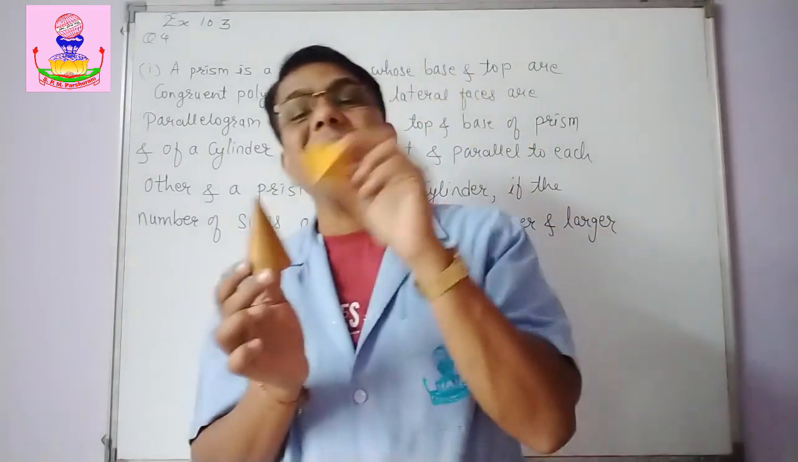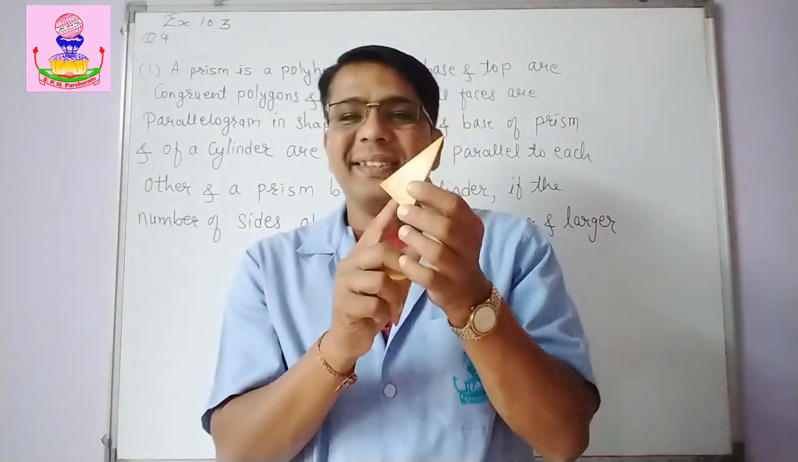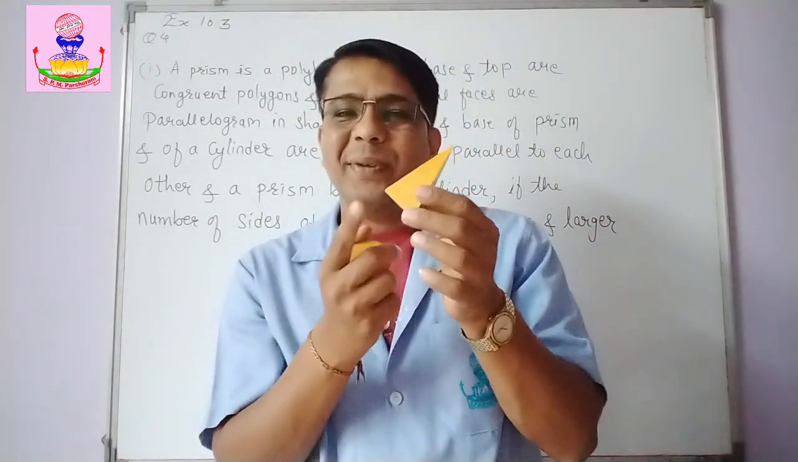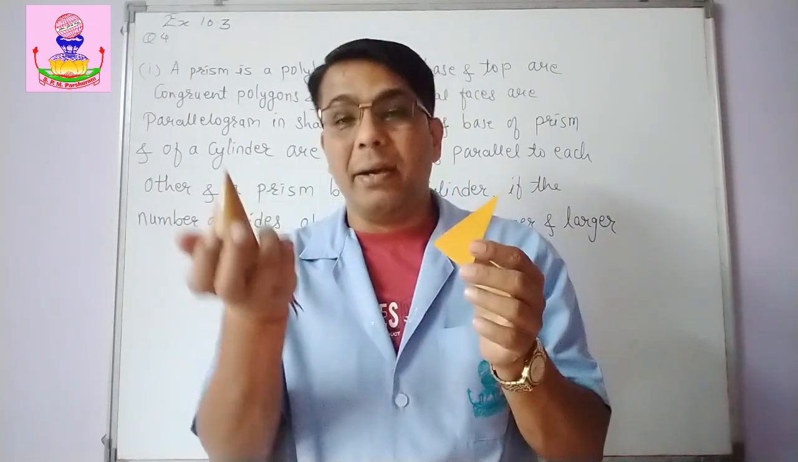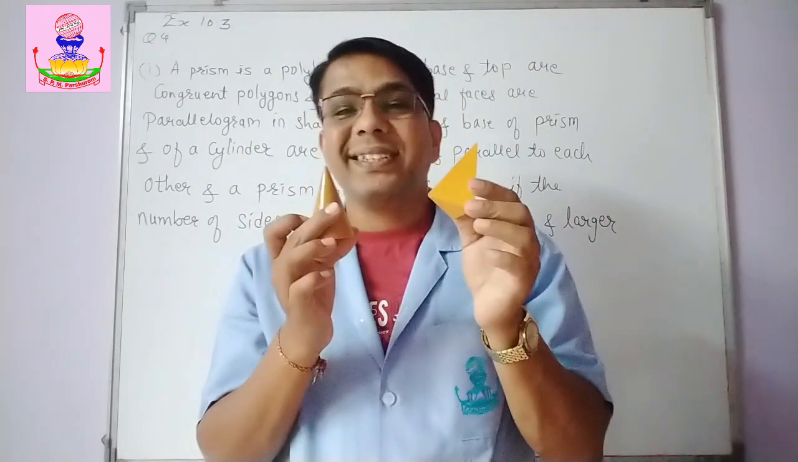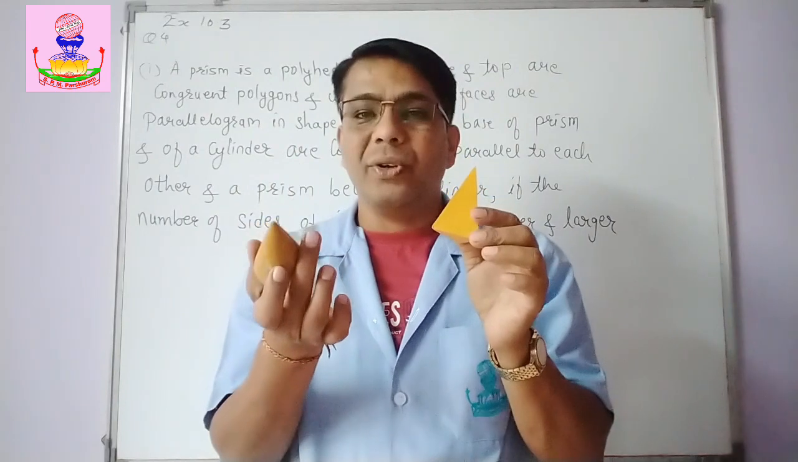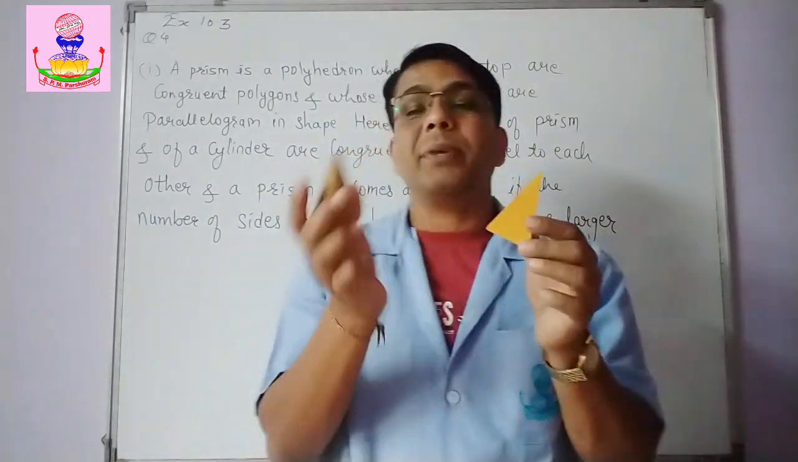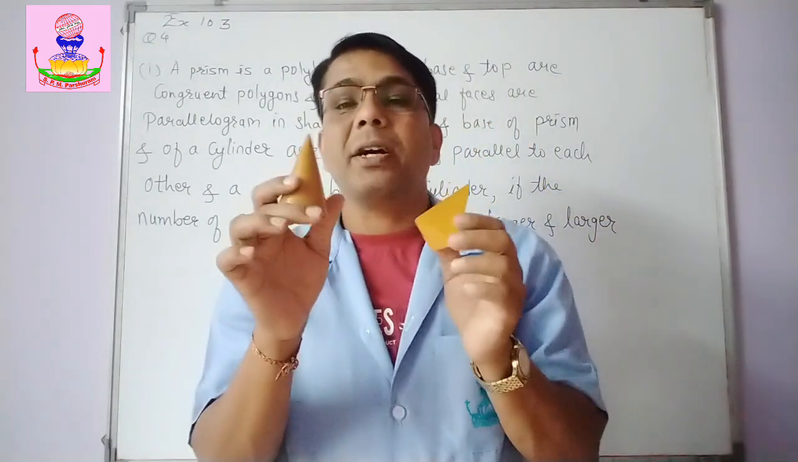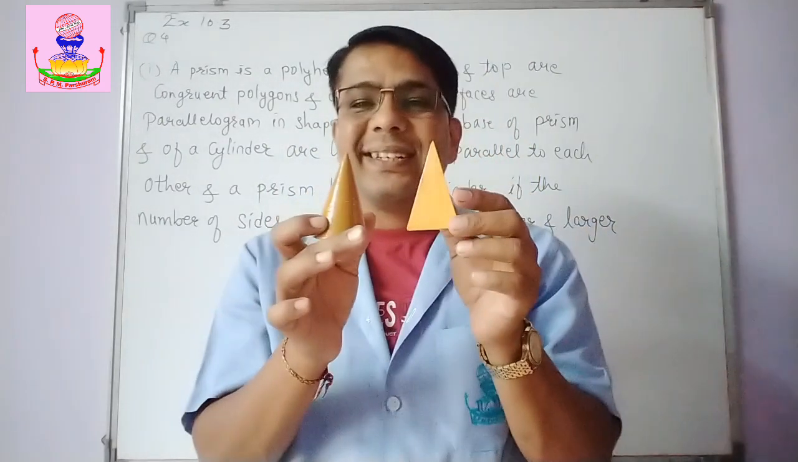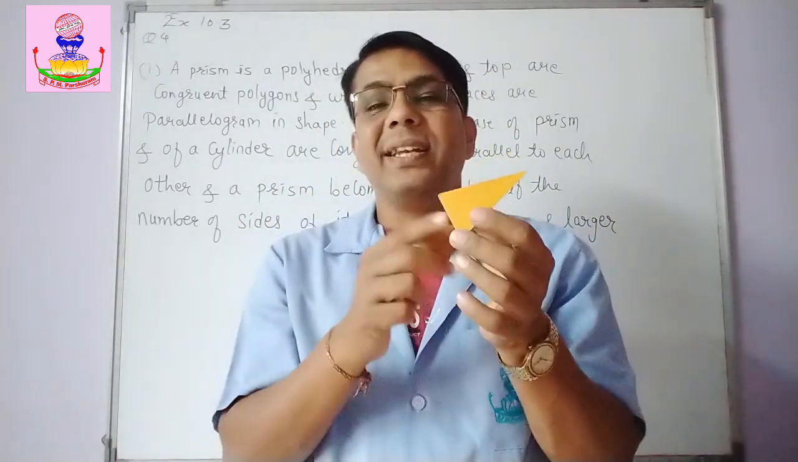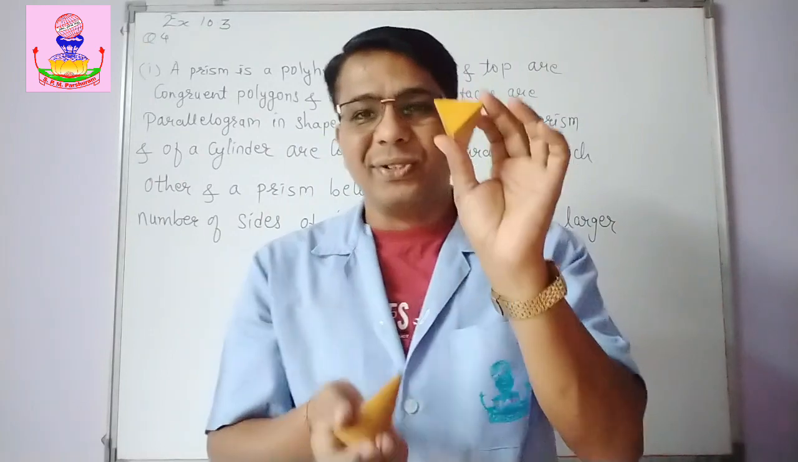Moreover, a pyramid can become a cone if the sides of the base become larger and larger. It can become a pyramid, can become a cone, not a cylinder. It can become a cone if the number of sides becomes larger and larger at the base.